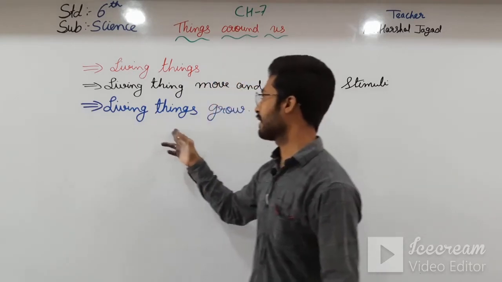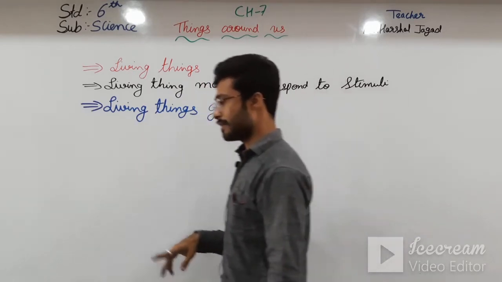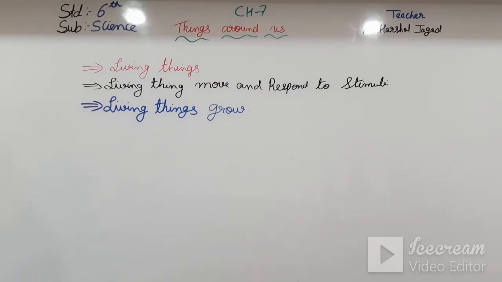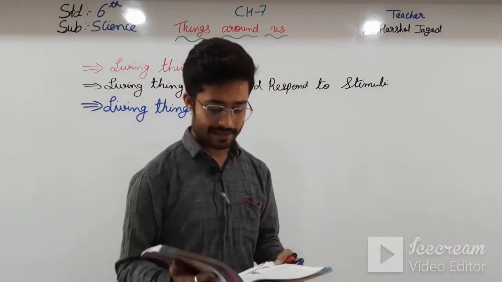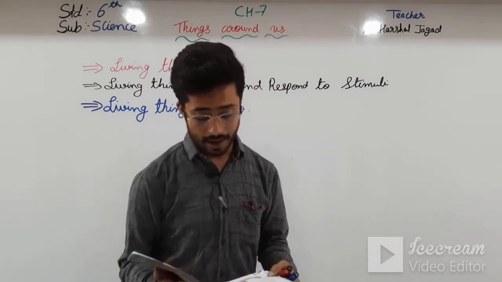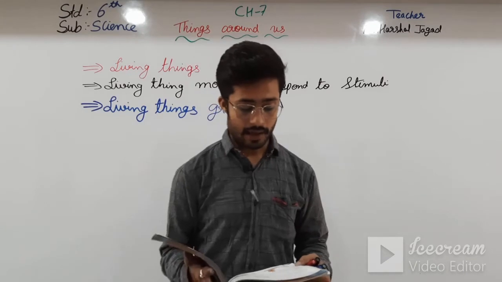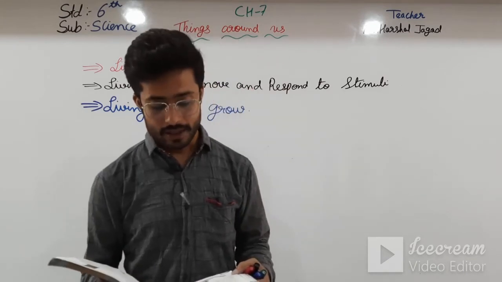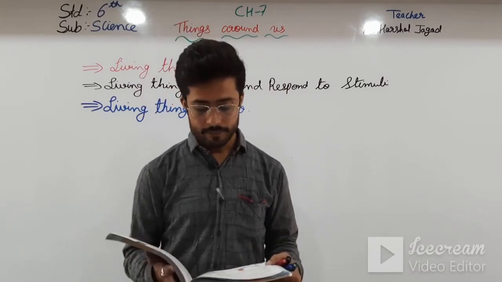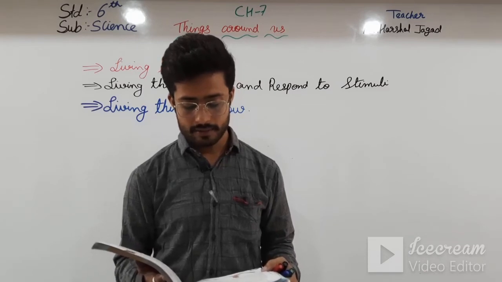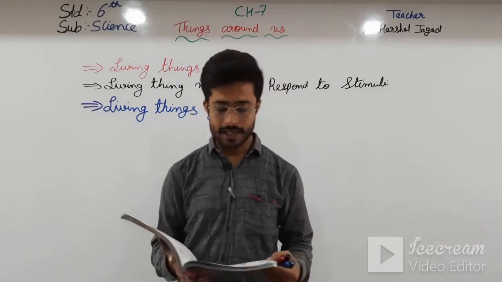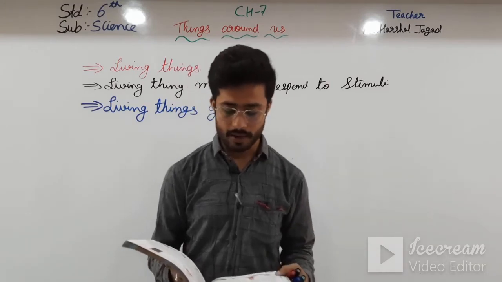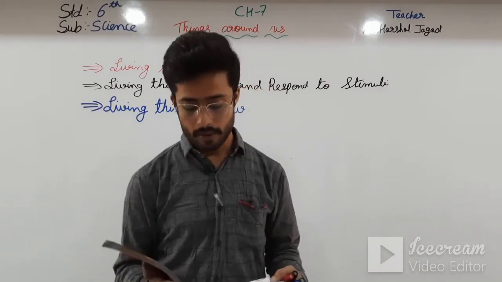So living things grow. Okay students, here I am just reading that: can you still wear clothes of the same size you did in class 3? You possibly cannot, because you are now likely bigger than you were in class 3. All living things, whether plants or animals, grow. For example, a child grows into an adult and a small plant grows into a big plant.